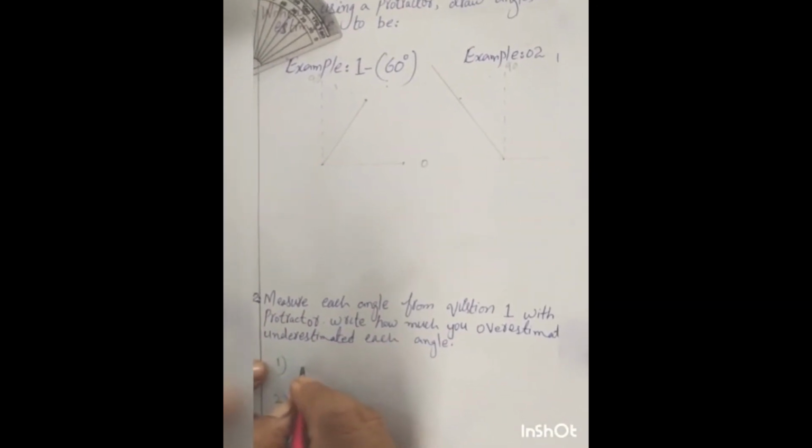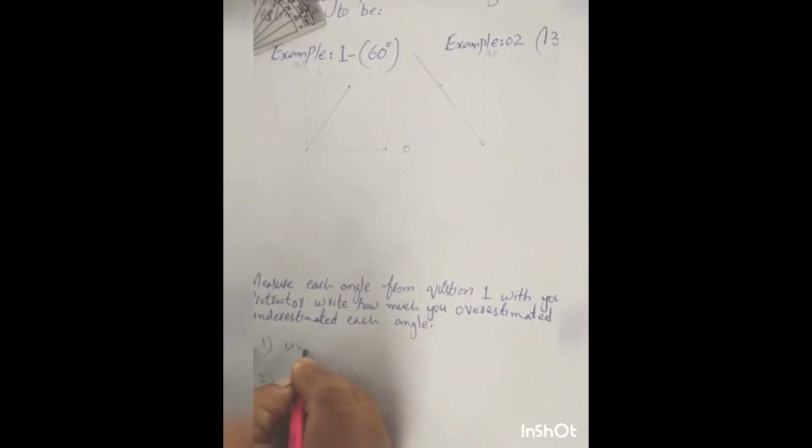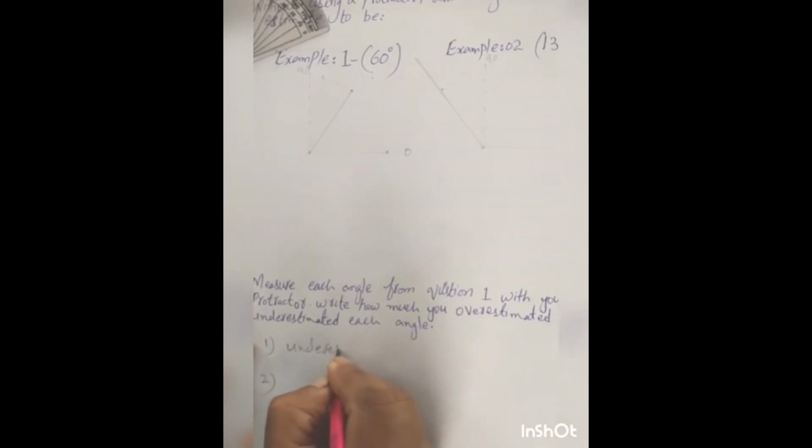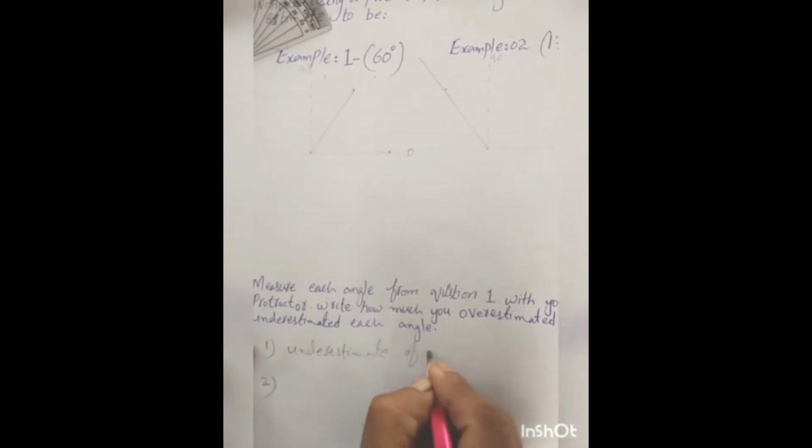It means it is an underestimate. How much? Underestimate of 10 degrees, because it is less than 60.